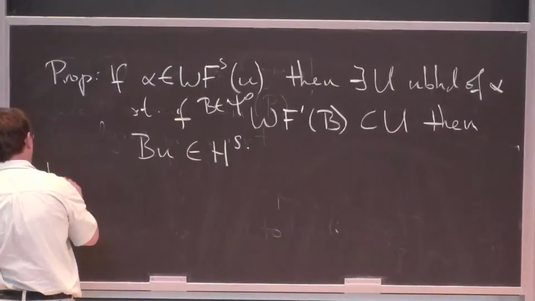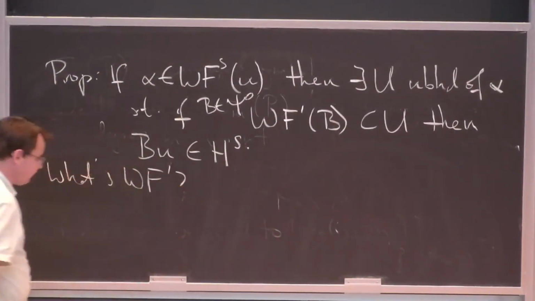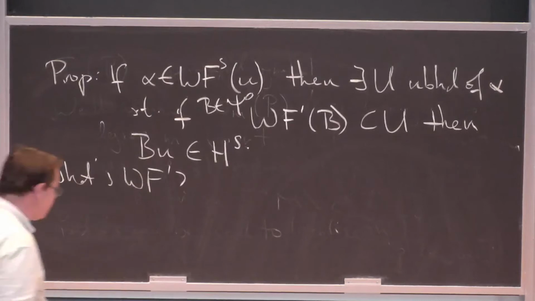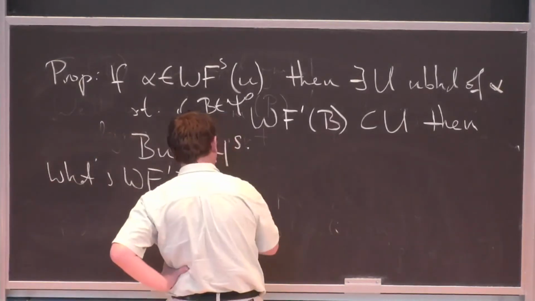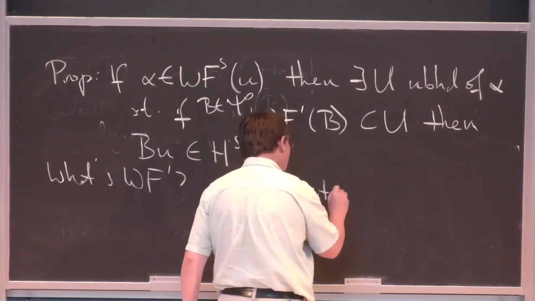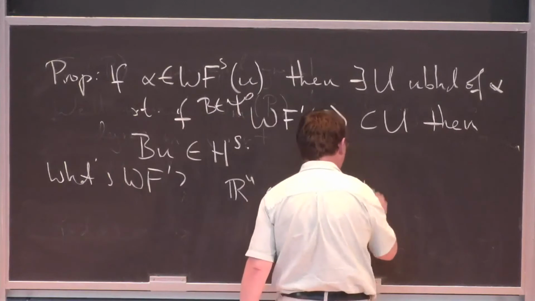So what is the operator wavefront set? What Schubert talked about is the leading order symbol, the principal symbol. And so in the Rn context, and then again it transfers to manifolds, in the Rn context, you're looking at the Kohn-Nirenberg version.